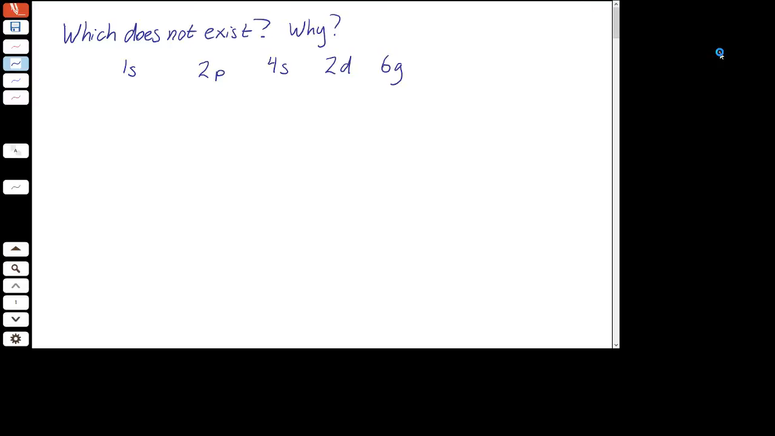Others, what do you think? Agree? 6G is not possible? Dan? 4S. 4S? Okay, why 4S? Not sure, it just looks weird. 2D. Why 2D? Because the angular momentum values are 0 and 1, subtract 1. Okay. Yeah, I like the logic in all of those. Obviously one is right and the other ones aren't, but we'll go through that. I like the way you're thinking through it.